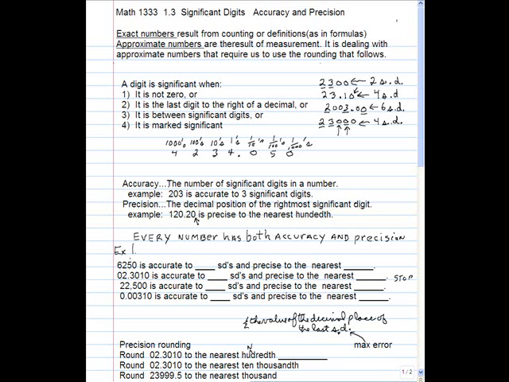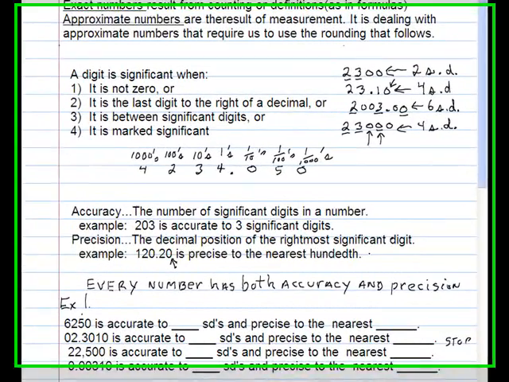Now, with that in mind, let's talk about accuracy and precision. When we talk about rounding by accuracy, the accuracy of a number is the number of significant digits in the number. So 203 has an accuracy of 3 significant digits. Precision of a number refers to the decimal position of the last, or the rightmost, significant digit. In the number 120.20, the last significant digit is this 0 because it's the last digit to the right of a decimal. That's in the hundredths position. So this is precise to the nearest hundredth.